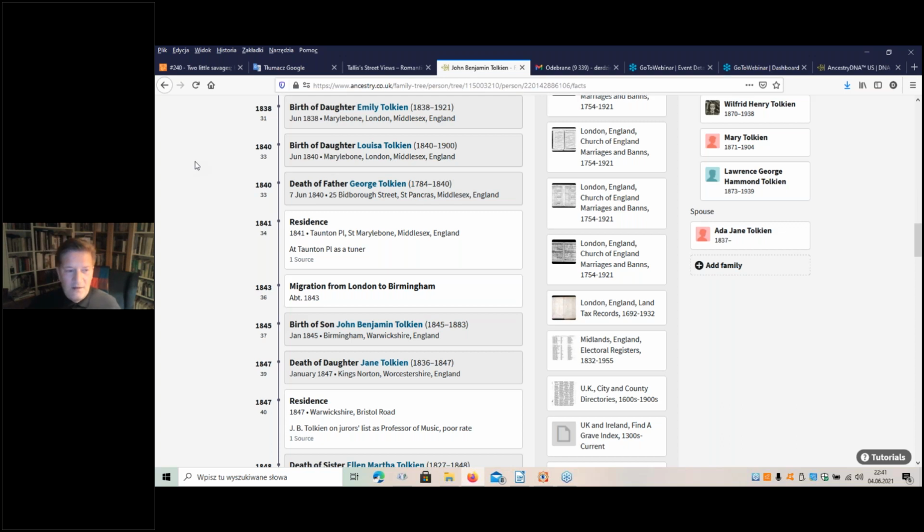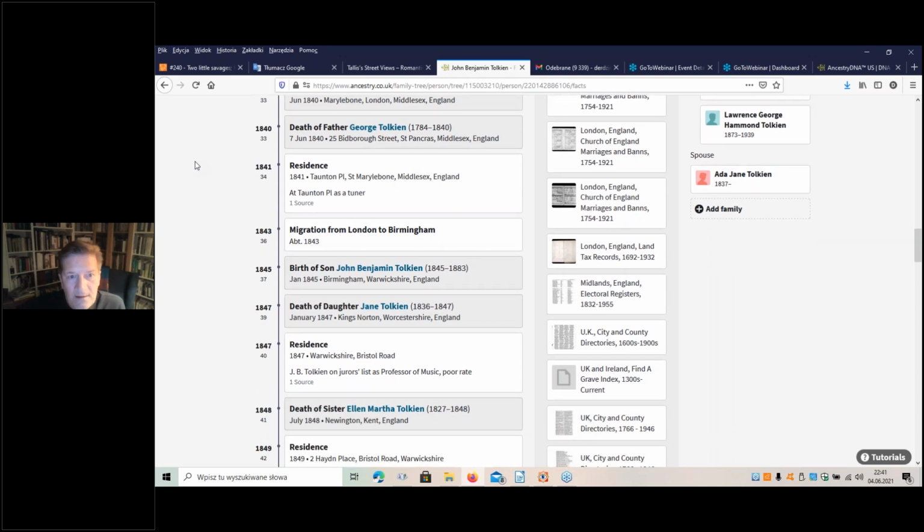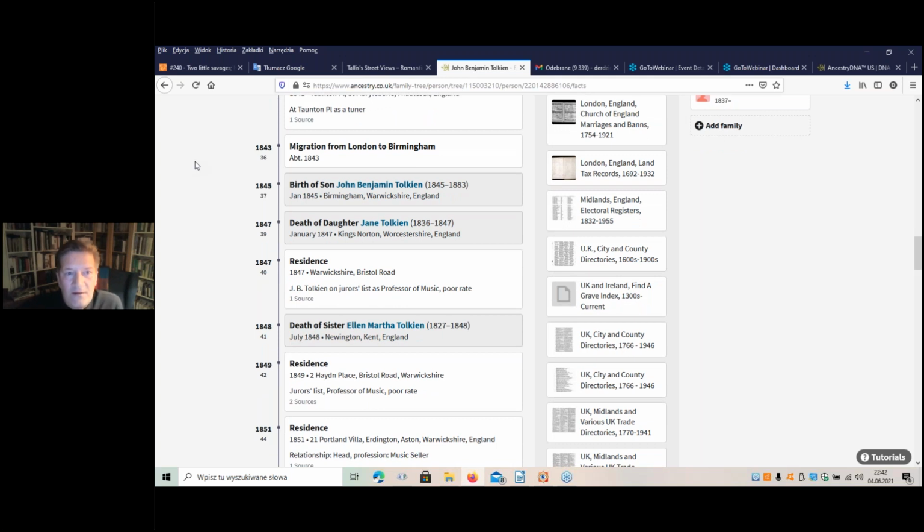And probably Henry, who was very successful, he was also a Freemason, decided to make a branch of his firm in Birmingham. And John Benjamin Tolkien, J.R. Tolkien's grandfather, moved to the Midlands, and this is why the Tolkien family of J.R. Tolkien was connected with that part of England. But you must remember, they started with London. And the migration from London to Birmingham was about 1843. And there, for example, his son, John Benjamin Tolkien, was born, the fourth of this name.